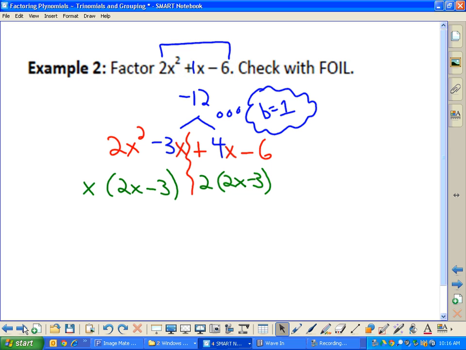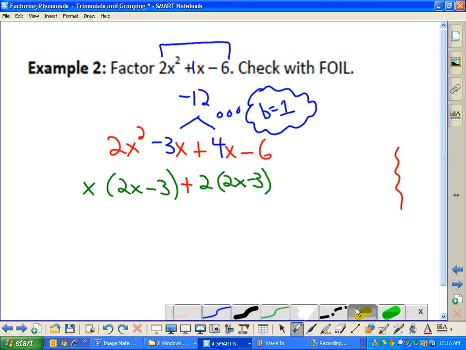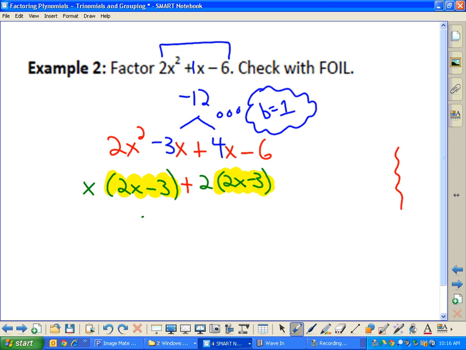Moving my squiggle here for a second. Bring down that plus sign. And all I'm doing right now is that GCF method again. I see I have this 2x minus 3 that repeats itself. That's now a GCF in this bigger polynomial, so I can factor that out. So I'll factor out the 2x minus 3, and then what's left over is x plus 2.